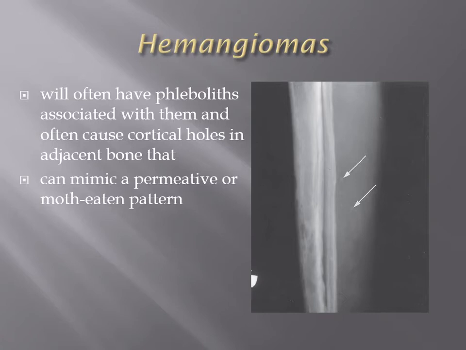Yes. Hemangioma, as we said, often has a phlebolith associated with it, and this lesion sometimes grows adjacent to the bone, causing compression leading to some cortical holes in the adjacent bone. It can mimic a permeative or moth-eaten appearance, but when we see the phlebolith, we should think of hemangioma.